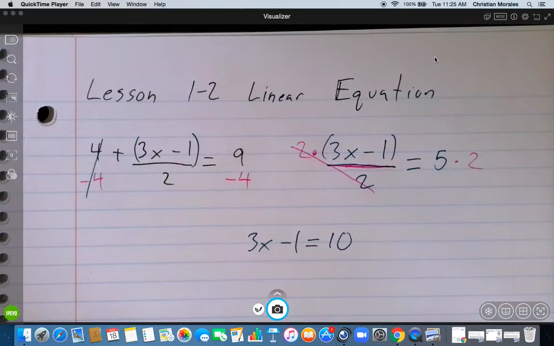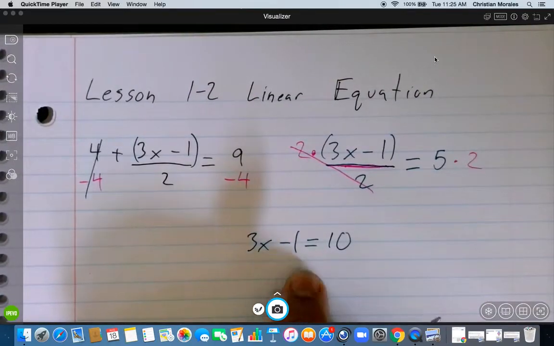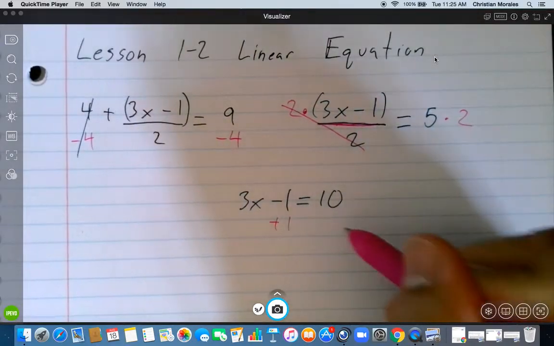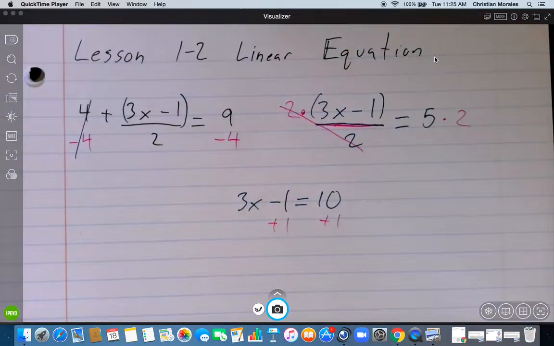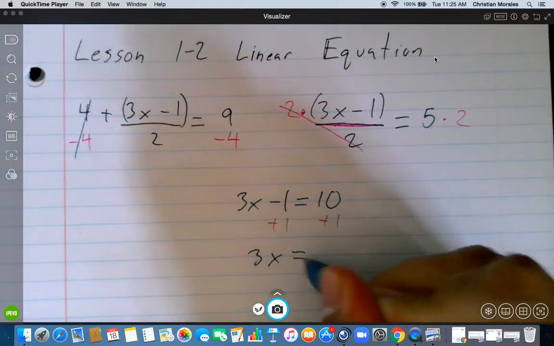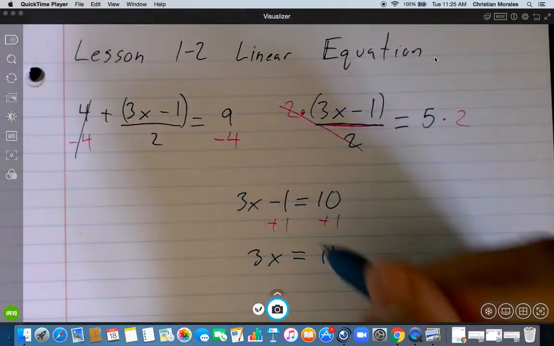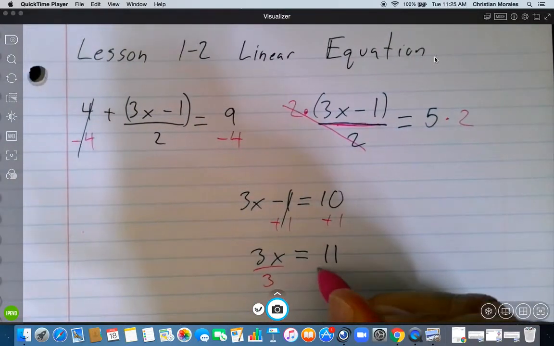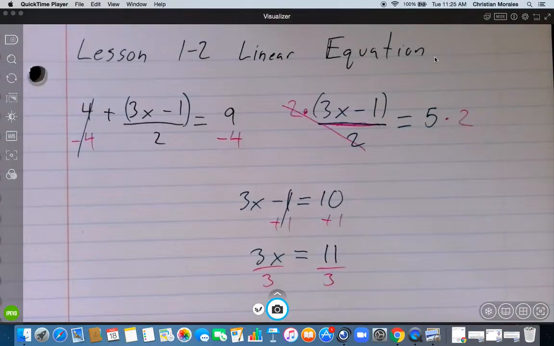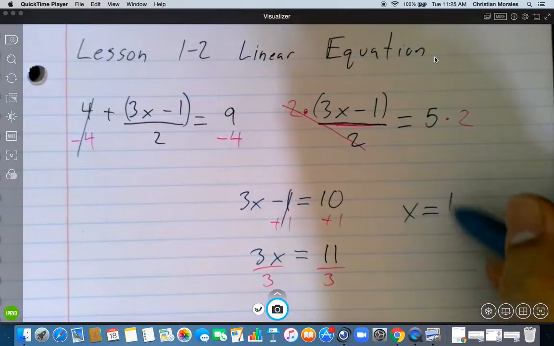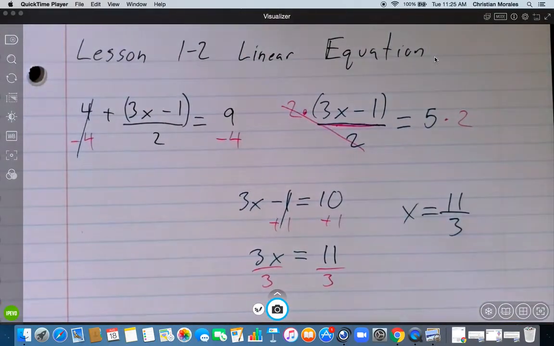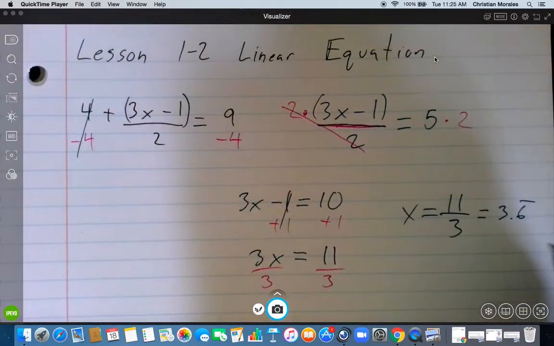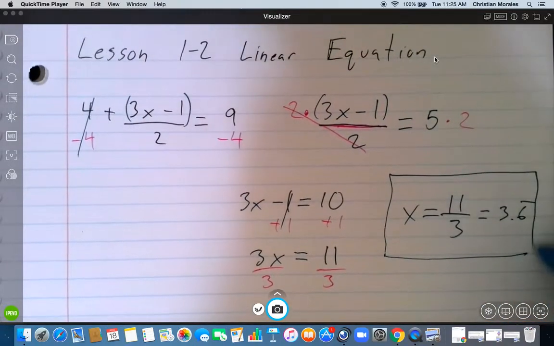Now we can work with this. Let's get rid of the negative 1 first. The inverse of negative 1 is adding 1. You get 3x equals 11. The 1's are gone. Then we're going to divide both sides by 3. Your answer is x equals 11 over 3. You can leave it like that, or you can turn it into a decimal, 3.6 repeating. Either answer is perfectly acceptable.